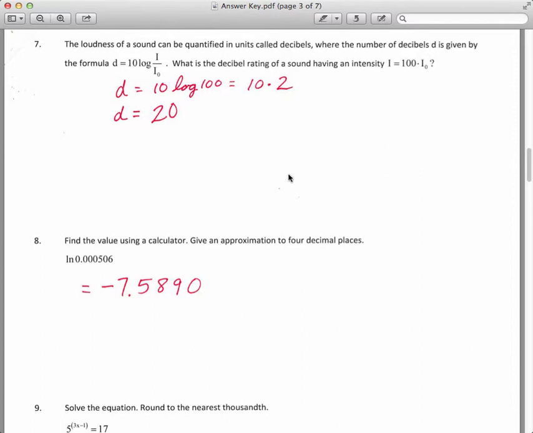The next problem is just another punch it into your calculator, and very simple. So you just press the natural log button, the LN button on your calculator, and you should get for this negative 7.5890 rounded correctly to 4 decimal places. 4 decimal places always means 4 numbers past or to the right of the decimal point.